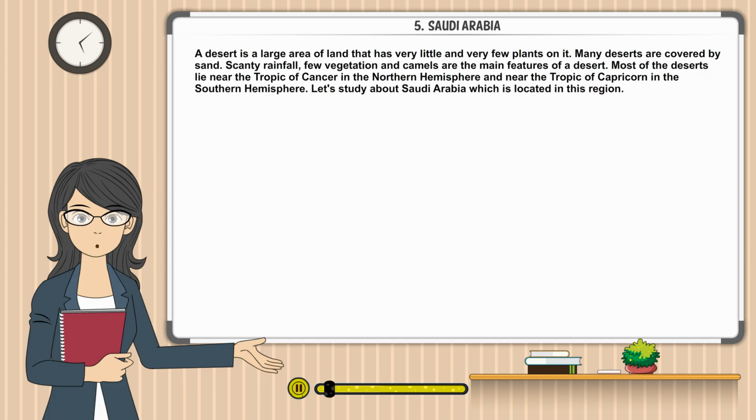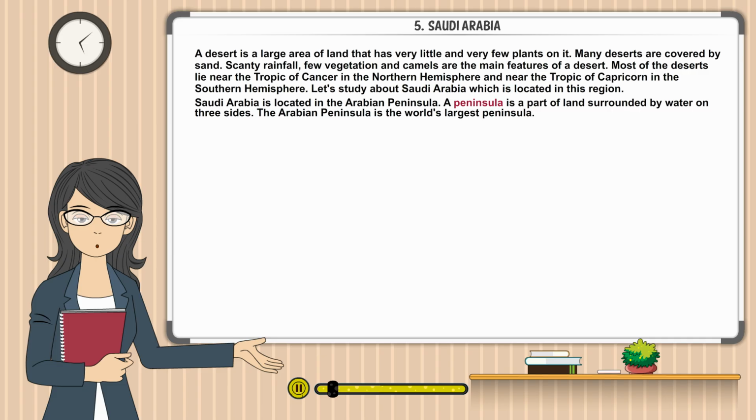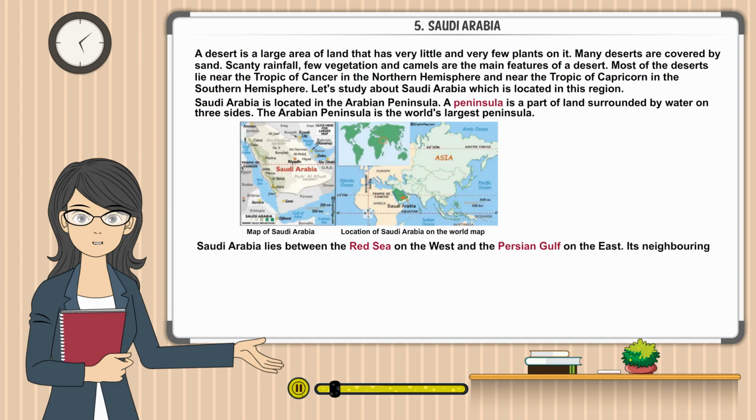Let's study about Saudi Arabia, which is located in this region. Saudi Arabia is located in the Arabian Peninsula. A peninsula is a part of land surrounded by water on three sides. The Arabian Peninsula is the world's largest peninsula. Saudi Arabia lies between the Red Sea on the west and the Persian Gulf on the east. Its neighboring countries are Kuwait, Jordan, Iraq, Oman, and United Arab Emirates, UAE.